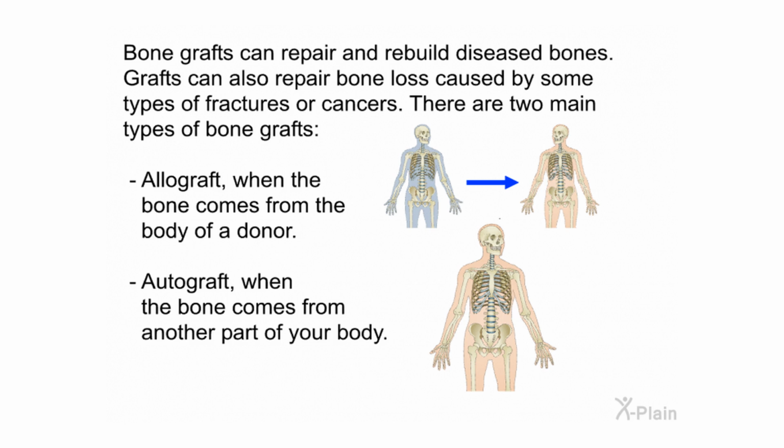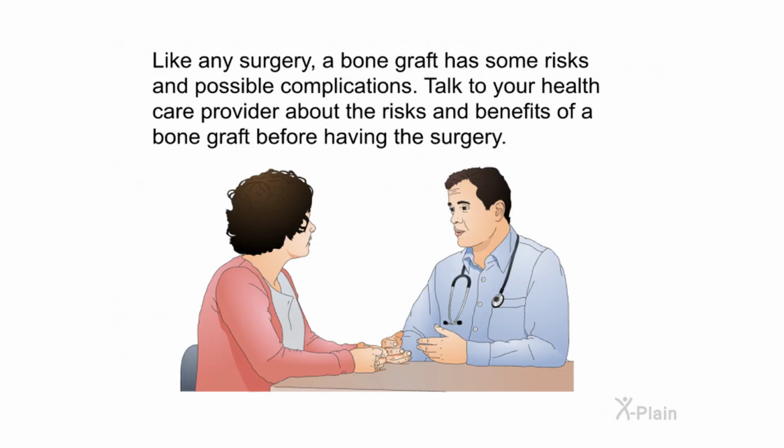There are 2 main types of bone grafts. Allograft, when the bone comes from the body of a donor. Autograft, when the bone comes from another part of your body. Like any surgery, a bone graft has some risks and possible complications. Talk to your healthcare provider about the risks and benefits of a bone graft before having the surgery.